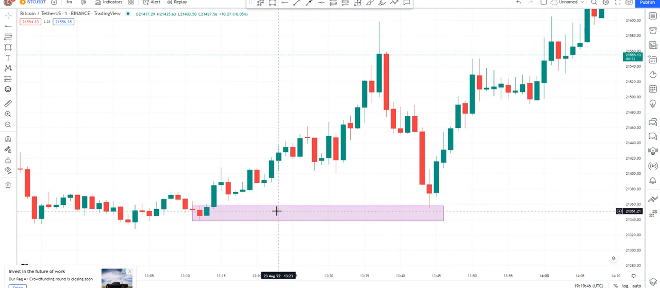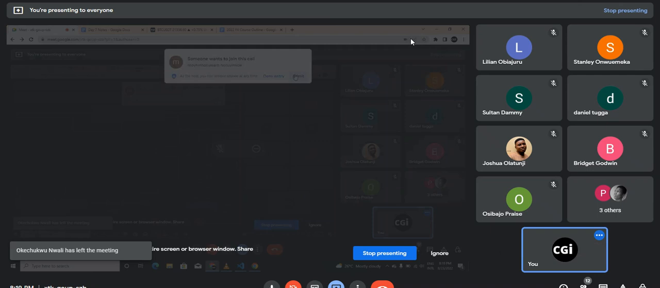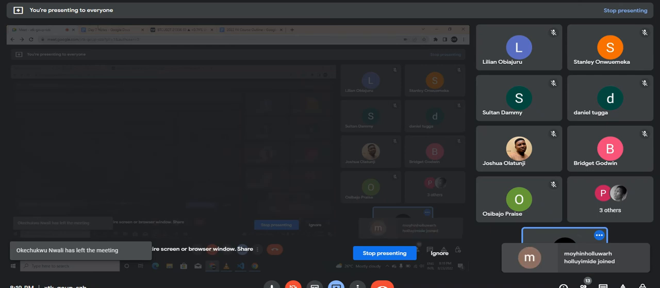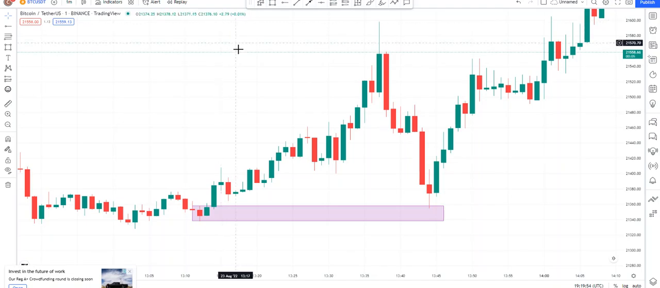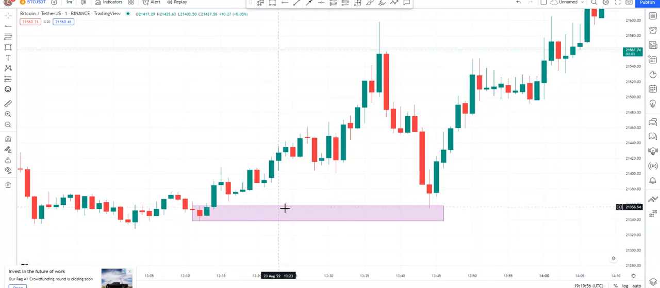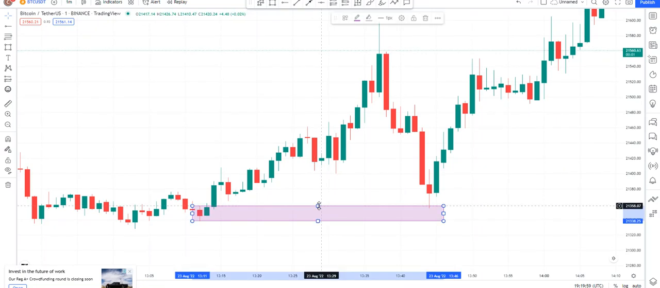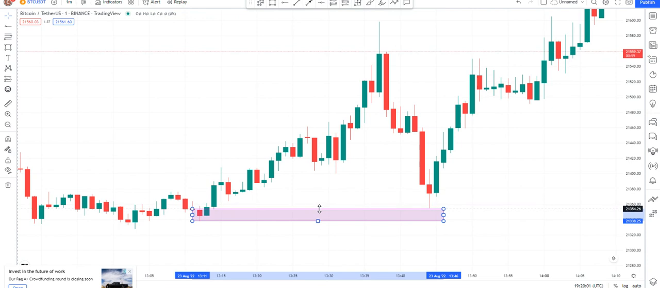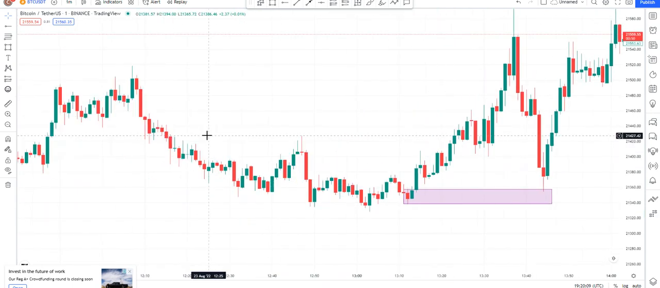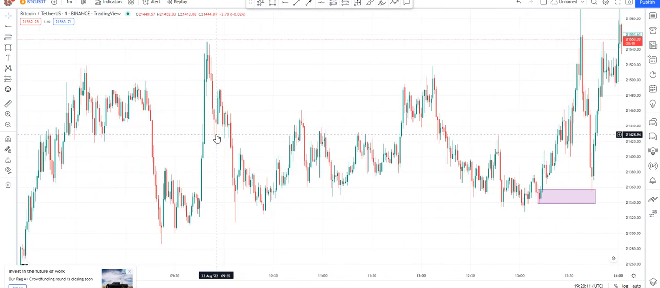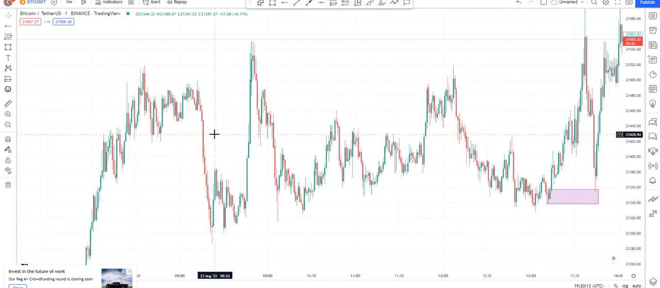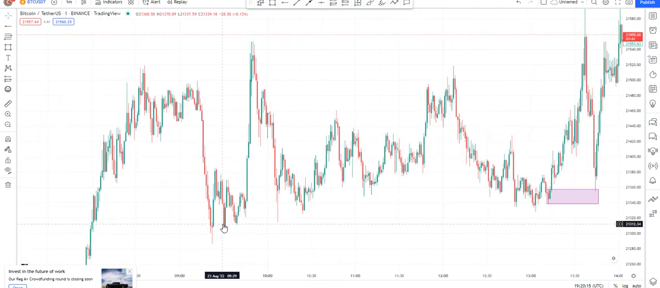So we're looking at that as our order block. I can make it a little bit smaller, like this. Okay, that didn't work. Let me just leave it like that. But let me find something that suits what I'm looking for. Yes, I found something better.